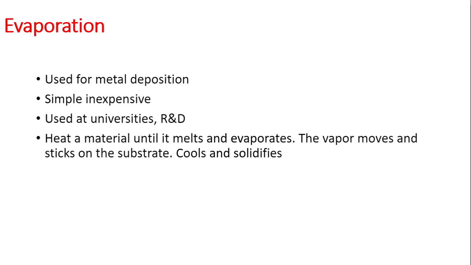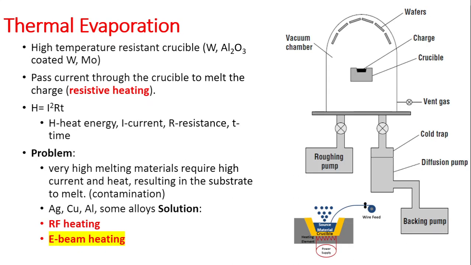And basically the technique uses either heat or electron beam to evaporate a charged material, and then the vapor of the material that melts sticks to the substrate and solidifies for the deposition to occur. So let's look at this in more detail. The schematic on the right shows a setup for the evaporation process. As I mentioned before, there are two types of evaporation: thermal evaporation and electron beam evaporation. The setup for both types of evaporation looks more or less similar.